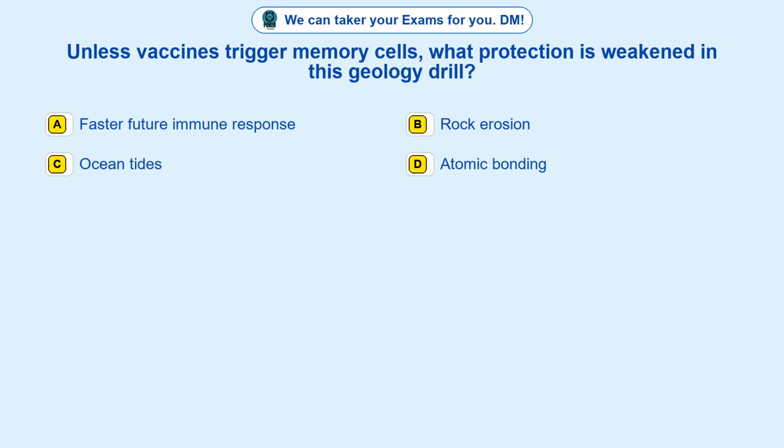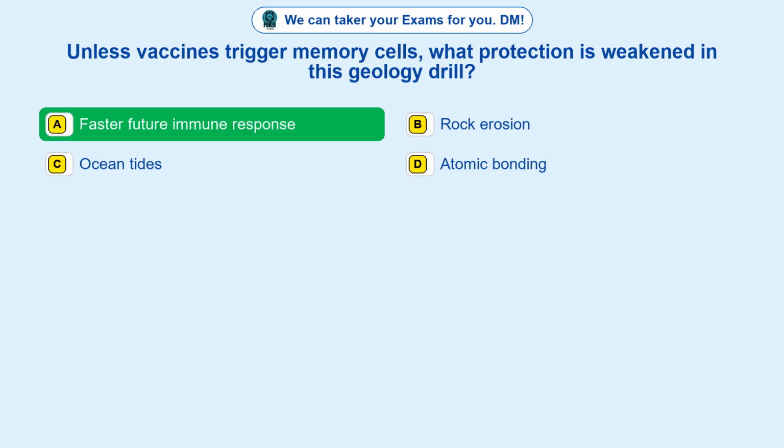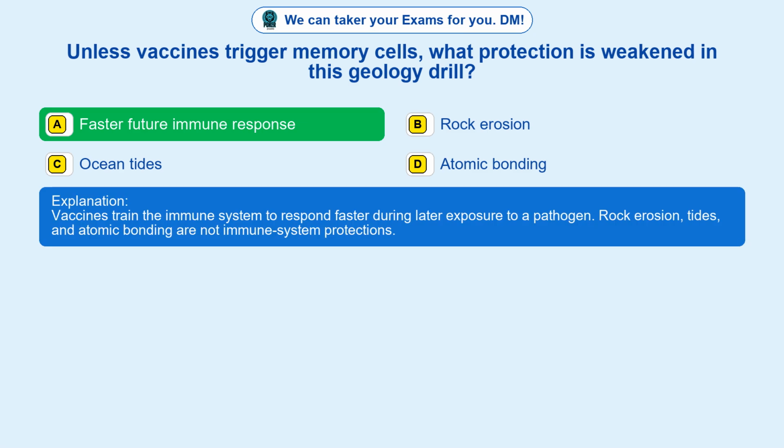Question 22. Unless vaccines trigger memory cells, what protection is weakened in this geology drill? Option A. Faster future immune response. Option B, rock erosion. Option C, ocean tides. Option D, atomic bonding. The correct answer is option A. Faster future immune response. Vaccines train the immune system to respond faster during later exposure to a pathogen. Rock erosion, tides, and atomic bonding are not immune system protections.